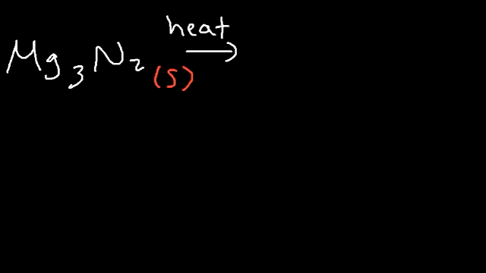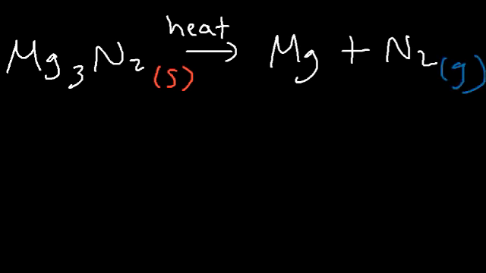Now let's say we have magnesium nitride, which is a solid. If we add heat to it, what's going to happen? Typically, whenever you add heat to a compound, if it's a lot of heat, it can decompose. If there's a gas that can be produced, then the formation of the gas is going to drive the reaction to the right, making it spontaneous. When you heat magnesium nitride, it's going to turn into magnesium metal and nitrogen gas. Nitrogen gas is very stable, so heat is going to drive the reaction to the right, producing this volatile gas.